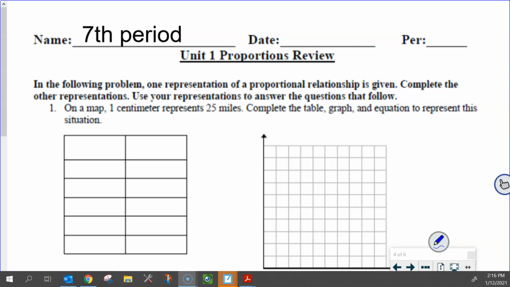I probably am not going to have time to go over every single problem in this video, but I will make sure to post the answer key in Canvas. So after you do as much as you can with the video, then you can complete the rest on your own and check your answers.